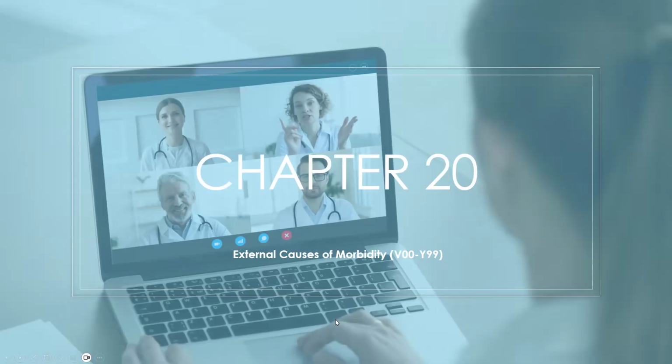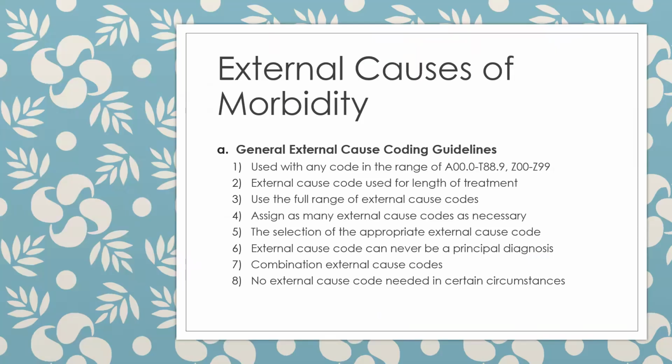First up, we have chapter 20. This is for external causes of morbidity. These are your codes V00 through Y99. So, a little bit of backstory about our external causes of morbidity codes. These should never be sequenced first or listed as a principal diagnosis. External cause codes are intended to provide data for injury research and evaluation of injury prevention strategies.